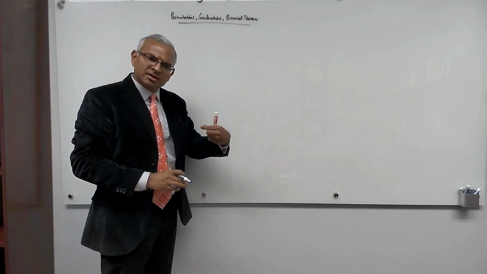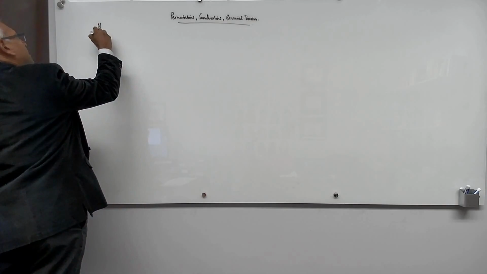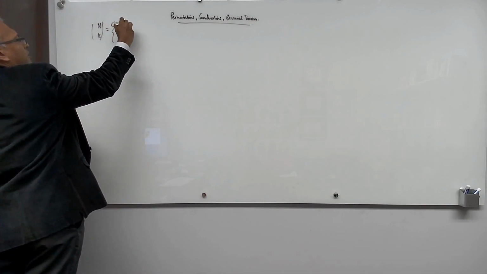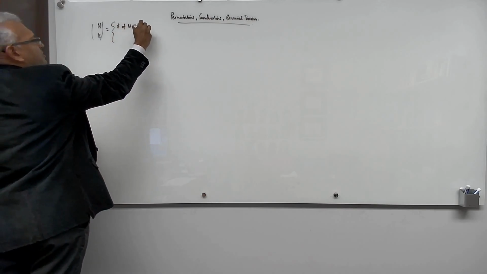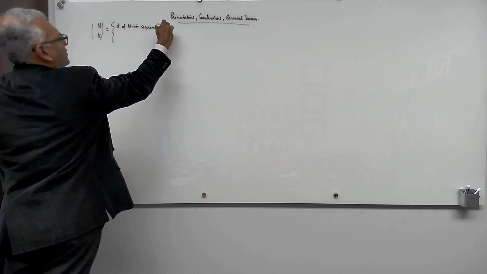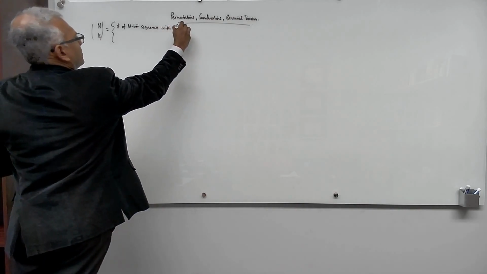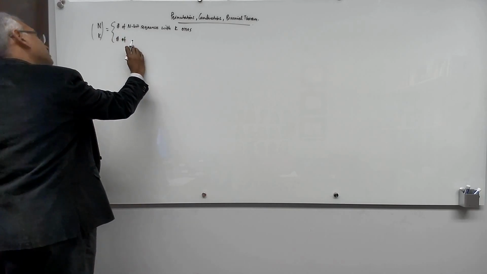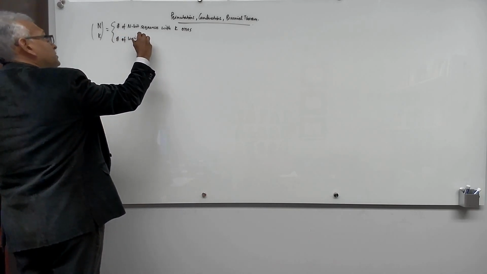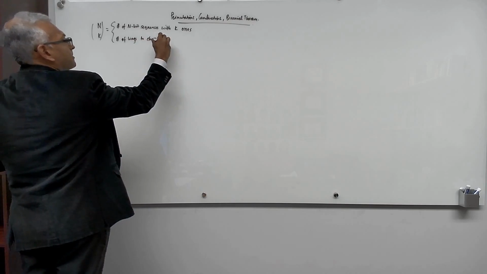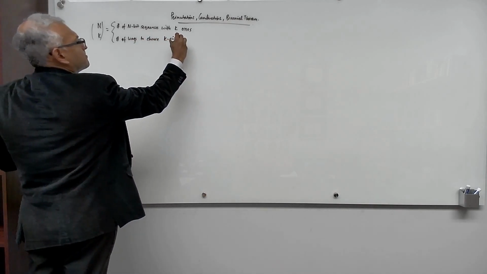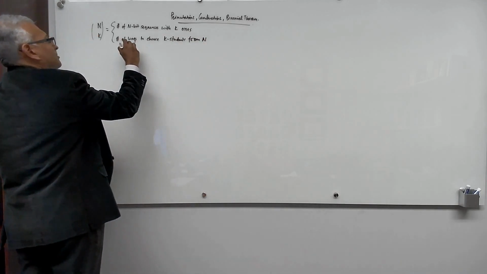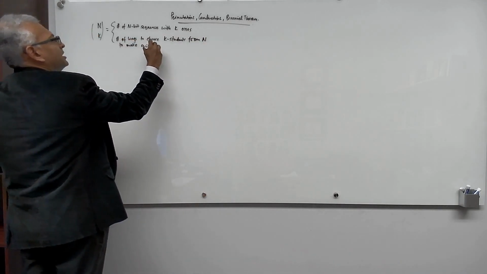size n with k ones. And that was n choose k. And we saw that this is equal to the number of n-bit sequences with k ones. It's also equal to the number of ways to choose k students from n to make a committee.